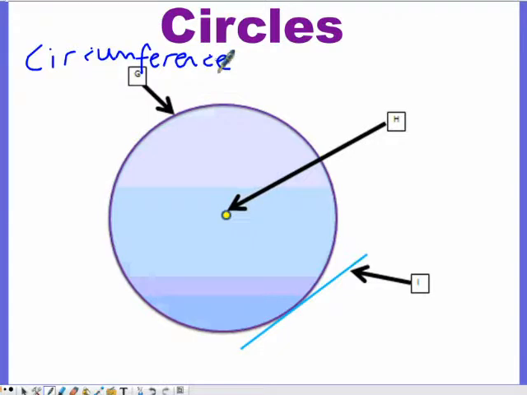H is the center, and I is a tangent. A tangent just touches the circle.